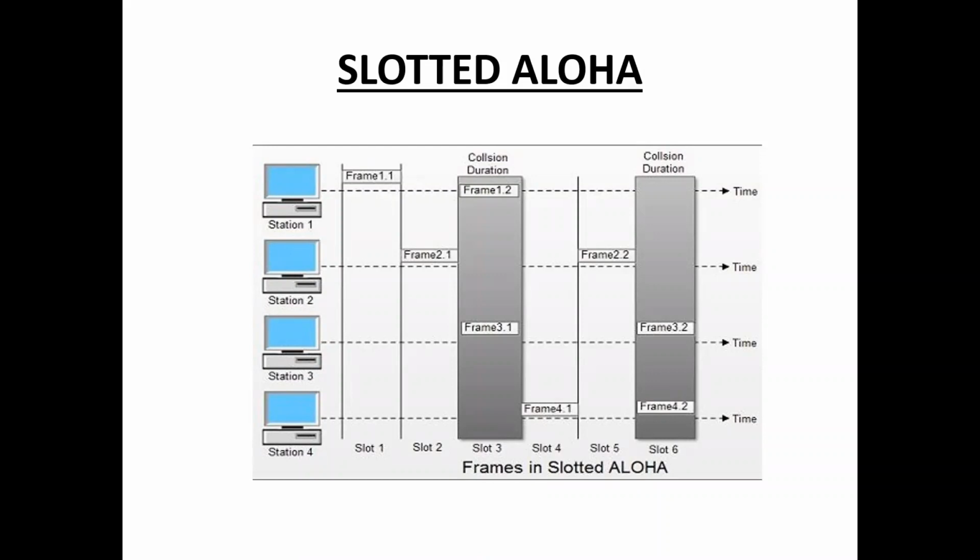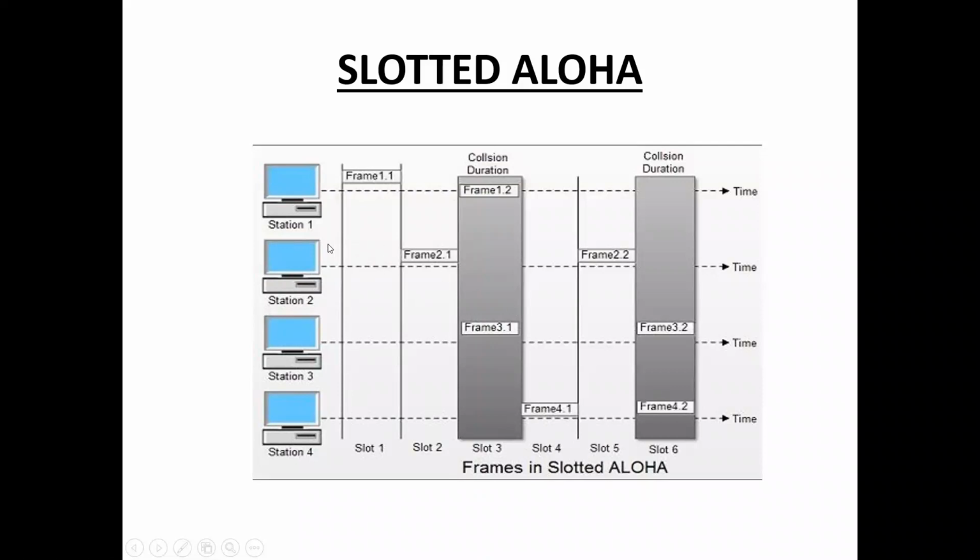See here slot 1, slot 2, slot 3, slot 4, slot 5, slot 6. The time is divided into the slots 1 to 6. Here a station can transmit a frame only at the beginning of each time slot. Suppose station 1 transmits frame 1.1 in slot 1. Station 2 sends frame 2.1 in slot 2. And station 3 sends frame 3.1 in slot 3.